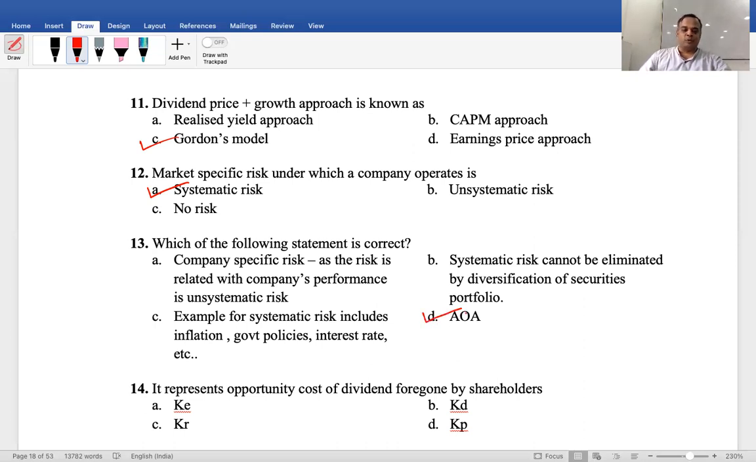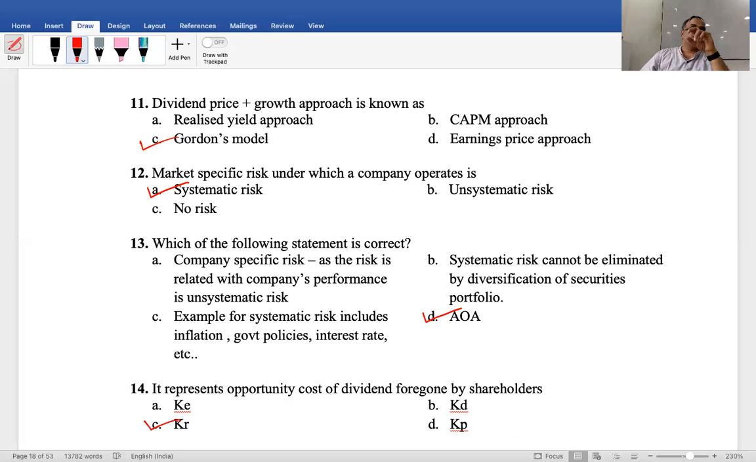Systematic risk includes inflation, government policies, interest rate, etc. Okay. 14th question: it represents the opportunity cost of dividend foregone by the shareholders. KE, KD, KR, KP. Answer is what? KR, cost of retaining.